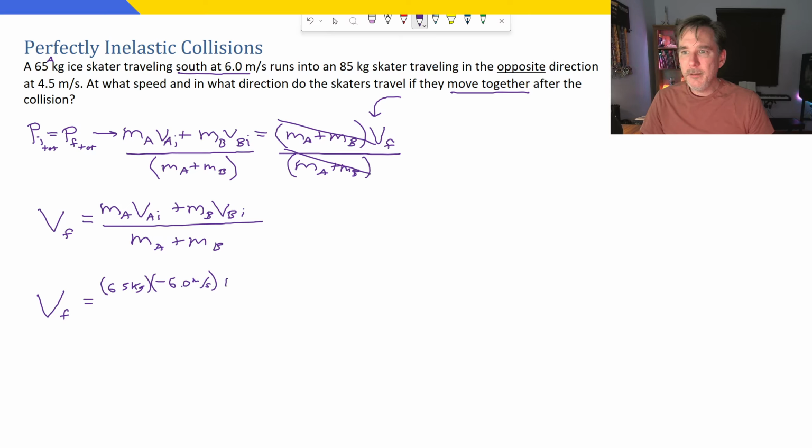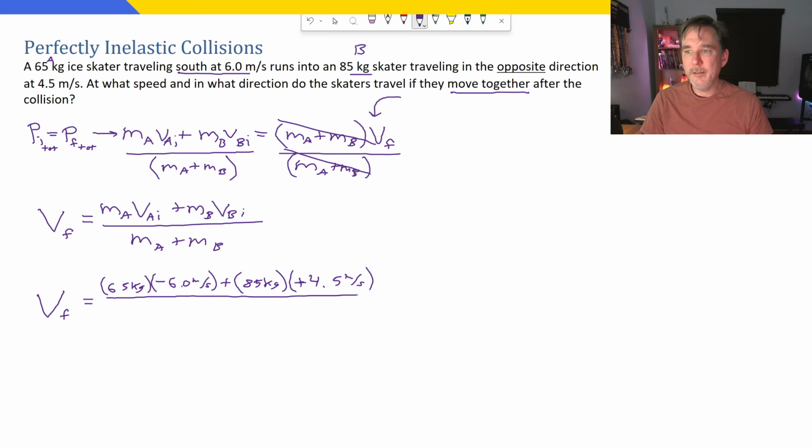And it runs into the other skater. What is that? 85. That's from right here. 85 kilogram. That's going to be our B skater. All right. 85 kilograms. Traveling in the opposite direction. And opposite direction of south is north. And usually I'll just put the positive there to remind us it is going in the opposite direction at 4.5 meters per second.